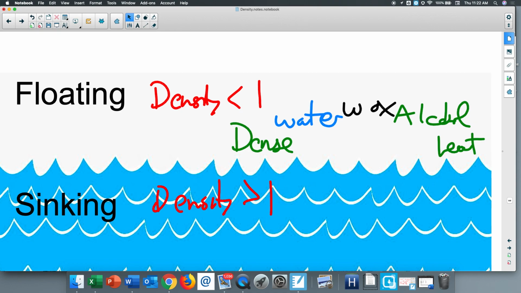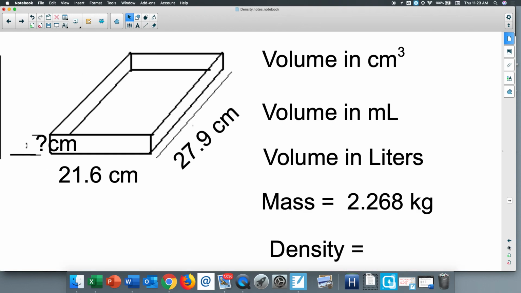Give me a number you think wax's density might be. Make up a number. 0.5 is a reasonable density for that. What would alcohol's density be then? 0.2. These are reasonable guesses, just in terms of the scale of the numbers. Densities are not going to be like 148. These things here are going to be between 0 and 1. They're probably a little bit heavier than this, probably like 0.8 and 0.7 or something, but these are reasonable numbers.